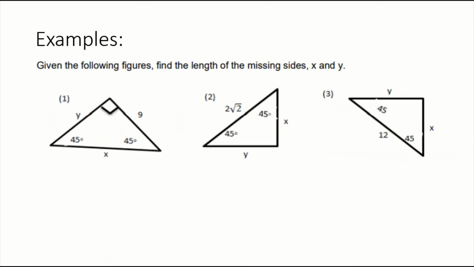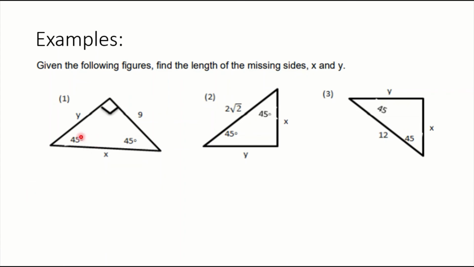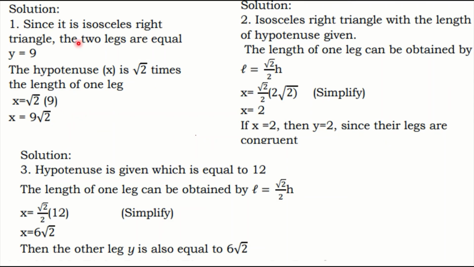Given the following figures, find the length of the missing sides x and y. For number 1, since it is an isosceles right triangle, how do we say so? Dahil ang angle ay 45, 45. So, for side x, tapat siya ng hypotenuse. If the side here is 9 and isosceles sila, ano ang value ng y? 9 din. The two legs are equal to 9. So, ang hypotenuse natin ngayon is square root of 2 times the length of one leg. Therefore, square root of 2 times 9. Pero hindi mo i-multiply yung 9 sa 2 kasi nasa labas po siya.